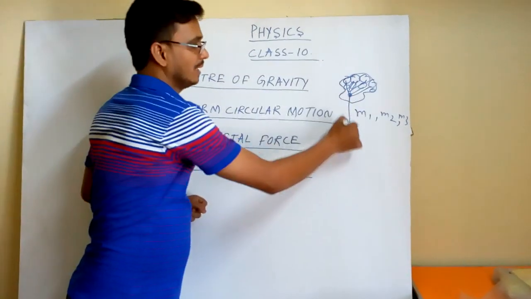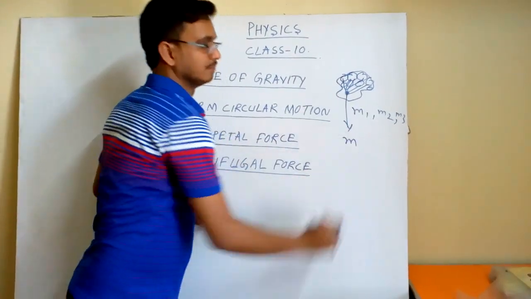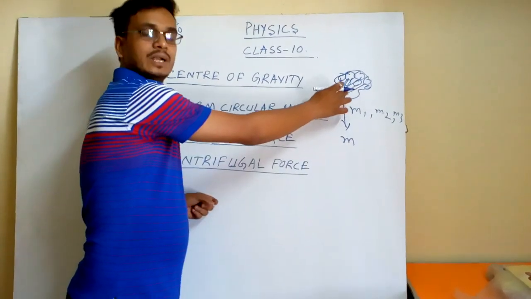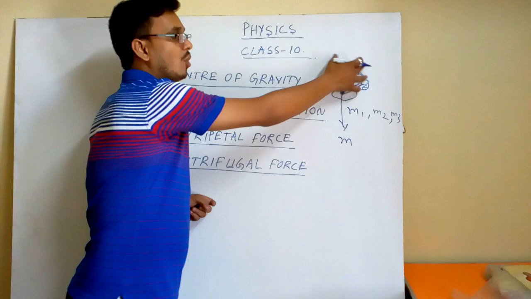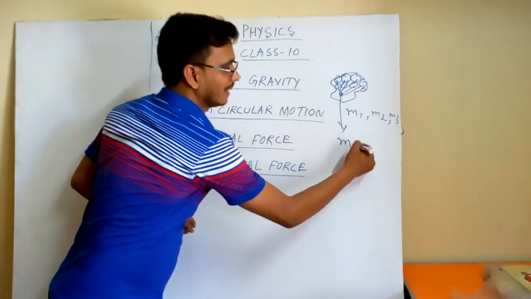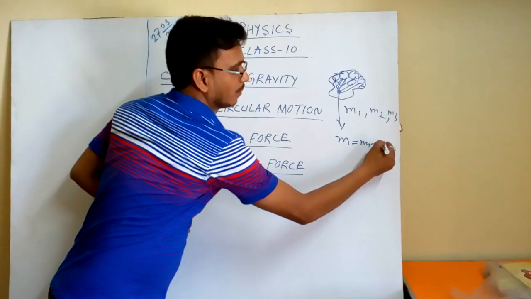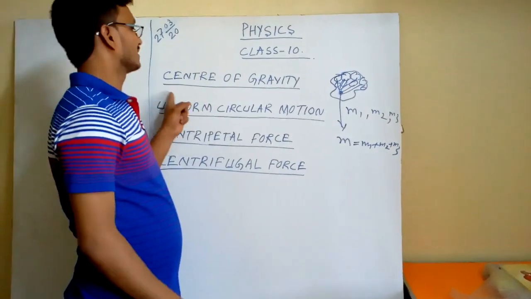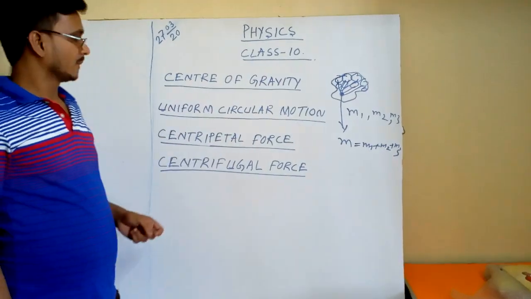So let it be here, it must be M. So what we can say is that the mass at that particular point is equal to the mass of all the total molecules. That means M equals M1 plus M2 plus M3. So this is the center of gravity.